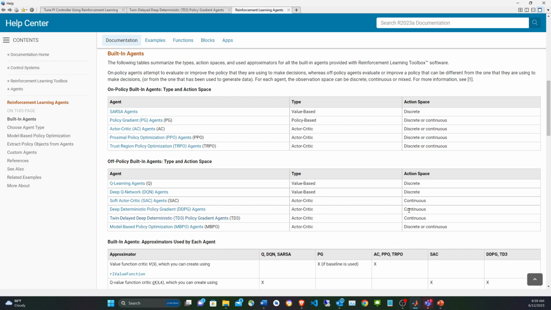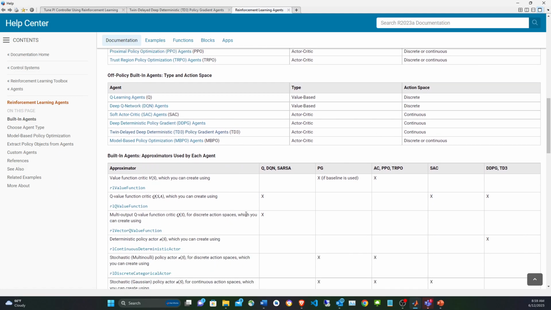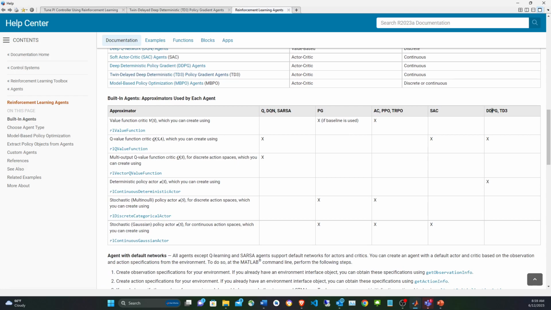The action space is continuous, and it's like policy gradient. Like deep deterministic policy gradient, both of them are going to use the same functions to create the actor and critic. In the case of the critic, it's rlQValueFunction, and in the case of the actor, it's going to be rlContinuousDeterministicActor, because the actor is continuous and also deterministic.